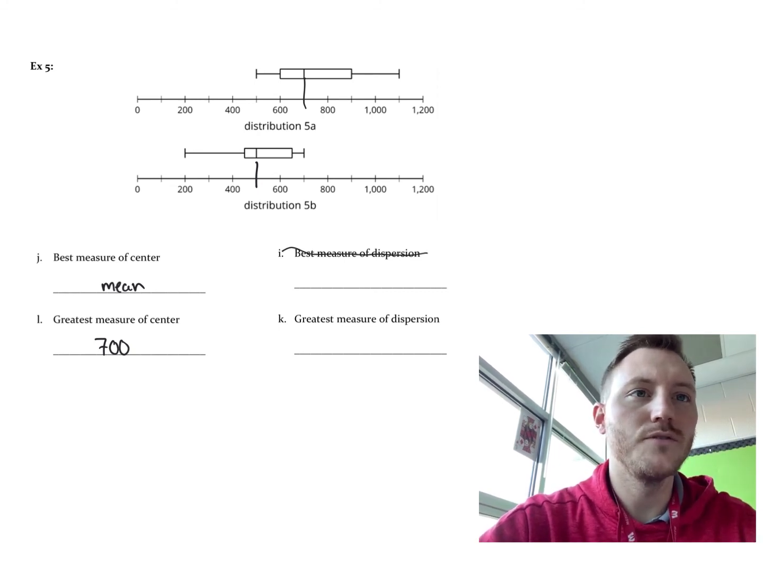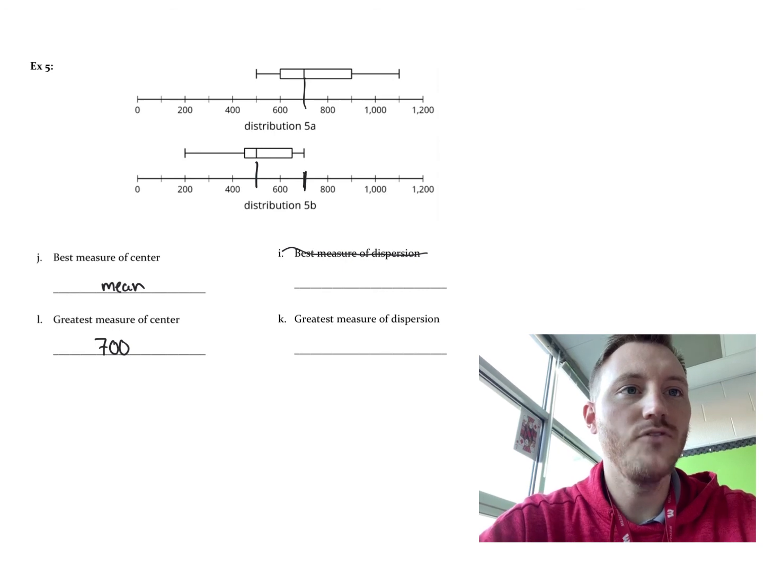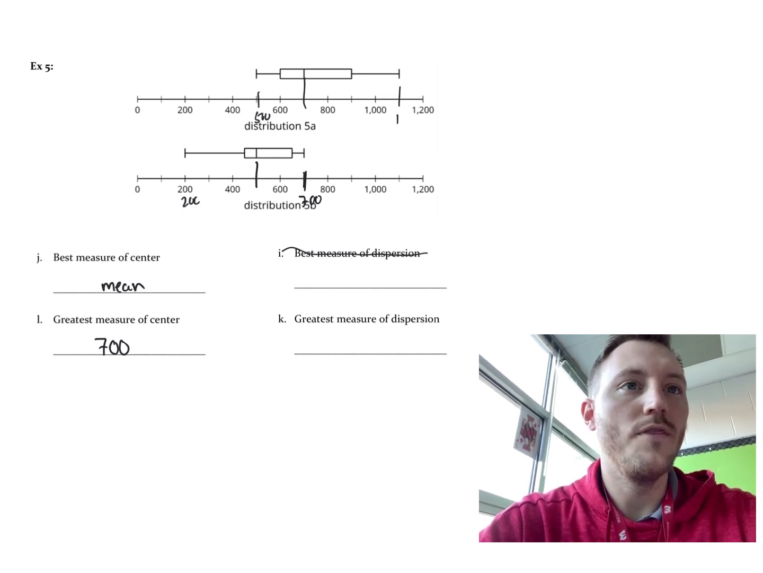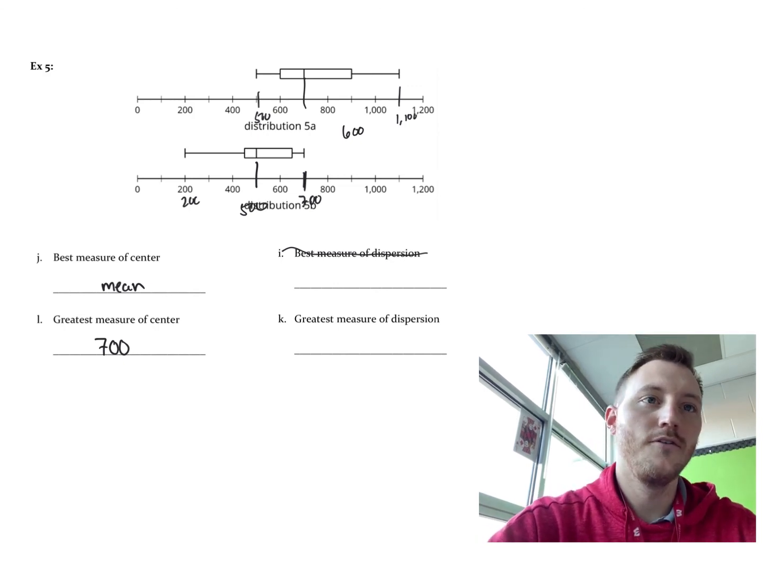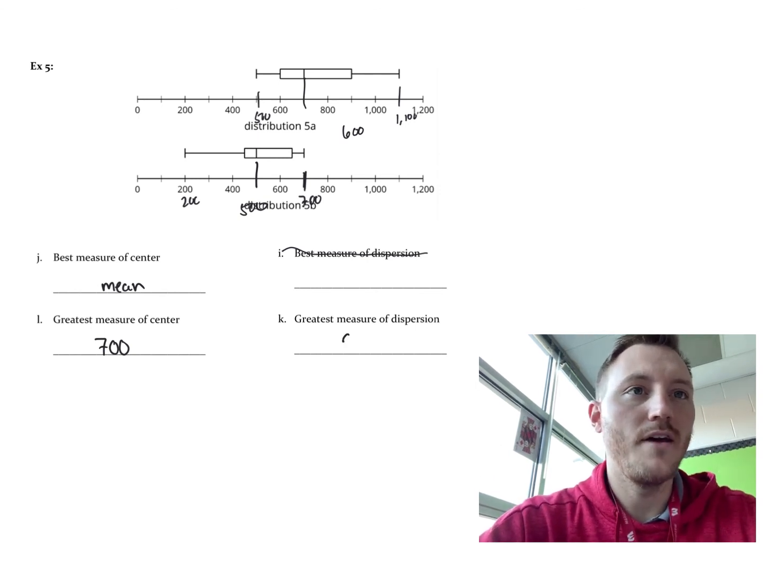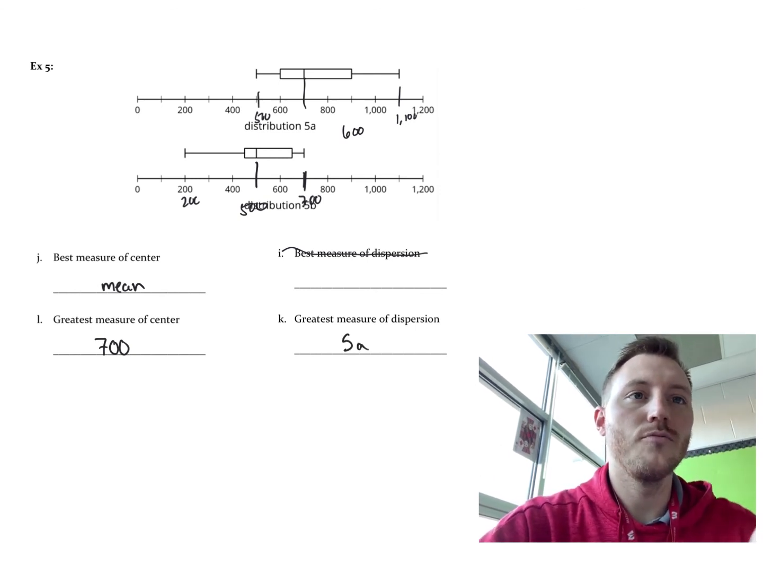Our greatest measure of dispersion, this one goes from about 700 to 200, and this one goes from 500 to 1,100. So this has a dispersion of 600, this has a dispersion of 500 for that interquartile range, or from the whole range of our data. So maybe 5A has a greater measure of dispersion.